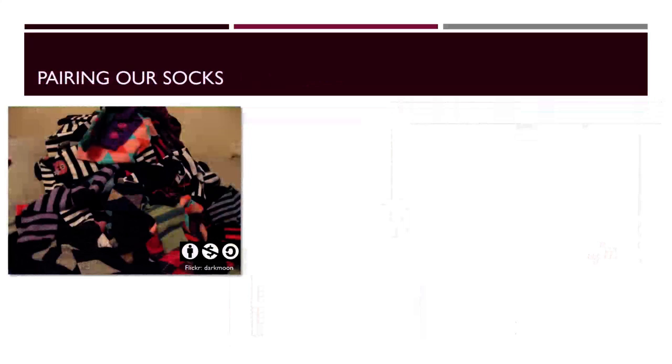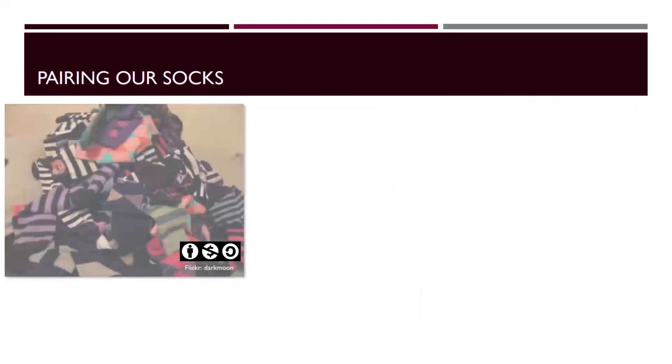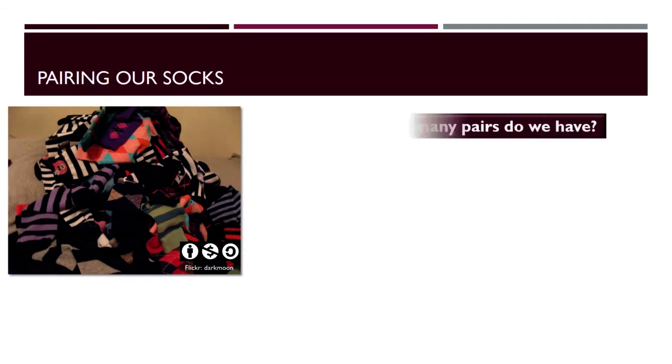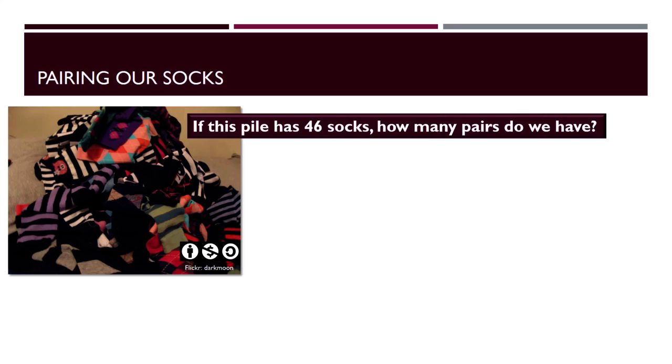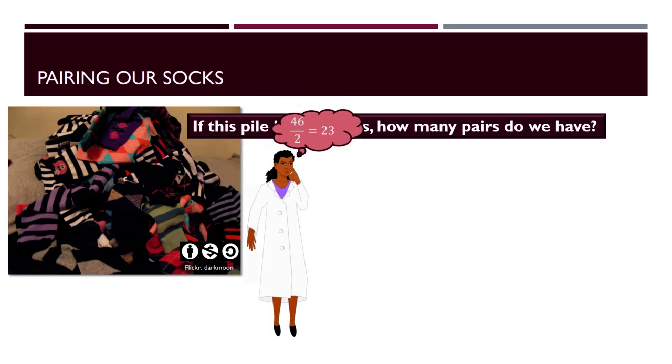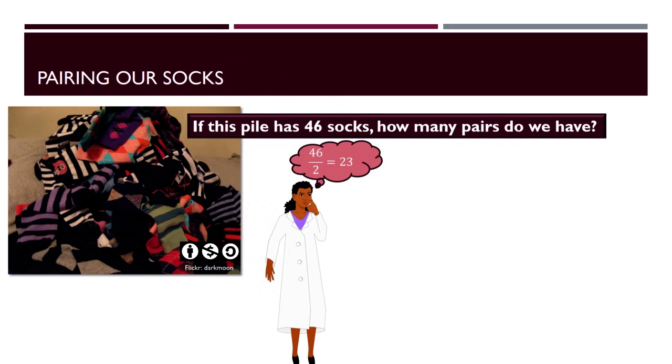So let's give dimensional analysis a try. Here's a big old pile of socks. If I were to tell you that there were 46 socks in this pile, could you tell me how many pairs there were? Well, maybe you just yelled 23 at the screen, and well, that's it. Way to go. But how'd you get there? Well, like our scientist here, you probably divided 46 by 2 in your head, but why?